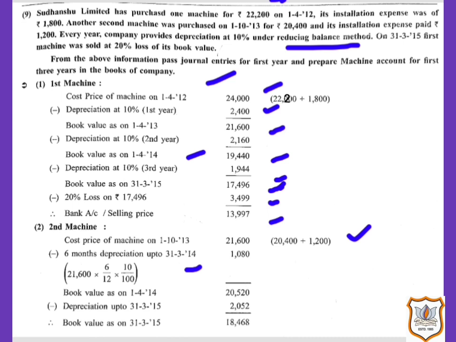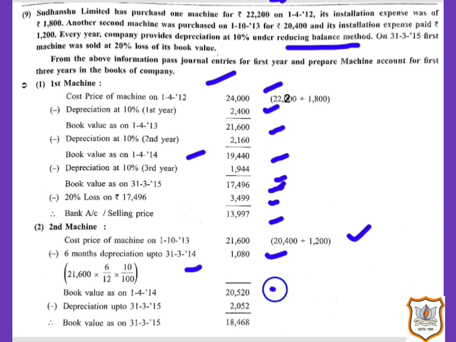So here 6 months depreciation would be 1,080. That is 21,600 multiplied by 6 by 12, multiplied by 10 upon 100. 10% is the depreciation rate. So here we will get 1,080, that is 6 months depreciation. Now if we deduct it from 21,600, we will get 20,520, that is the book value as on 1st April 2014.